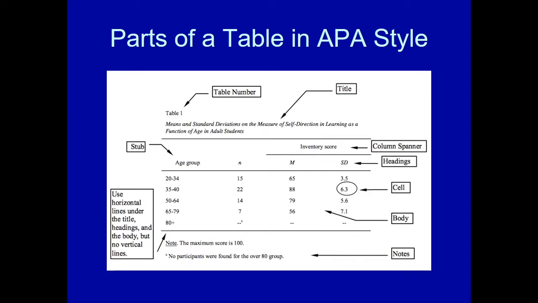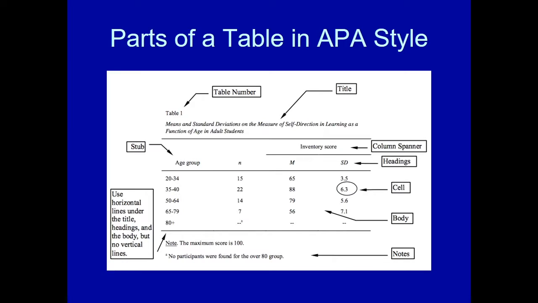And the body of the table is just referring to all of the information that's contained between the headings and the end of the table. So in this case, the age groups are listed 20 to 34, 35 to 40, 50 to 64, 65 to 69, and 79 and 80 plus. And then they have the number listed for each of those age groups, as well as the mean and standard deviation on that inventory score for each group.